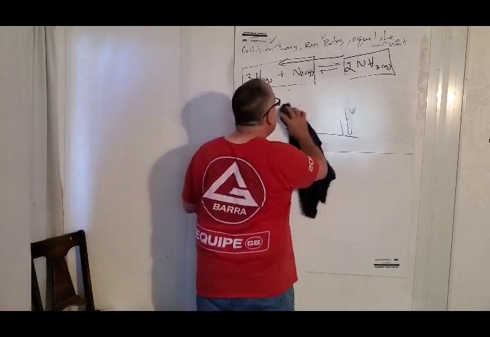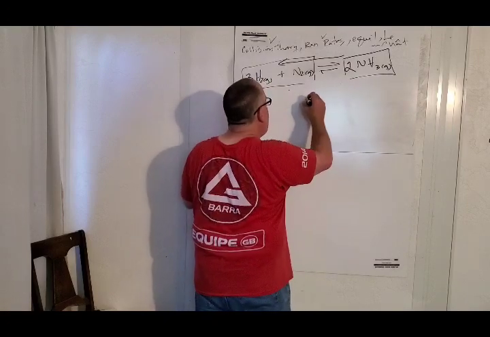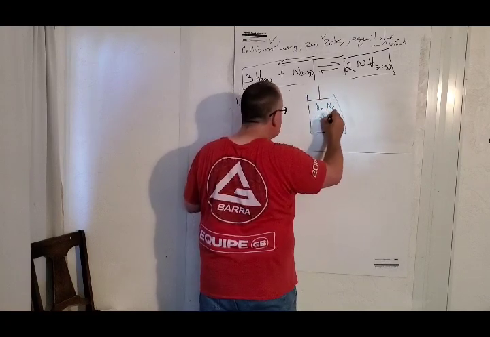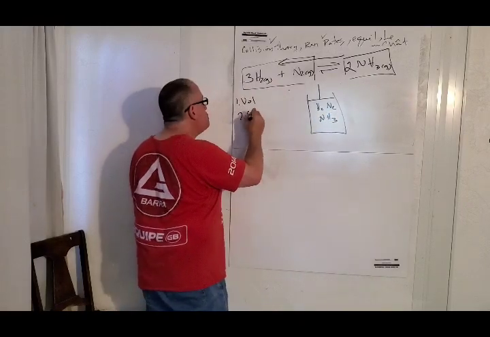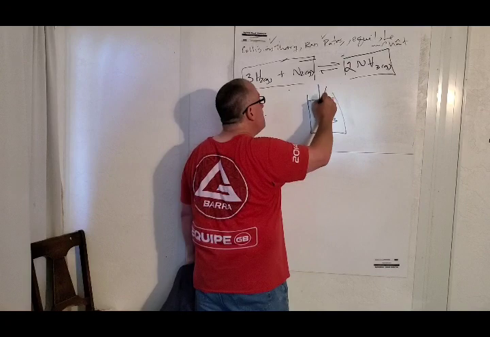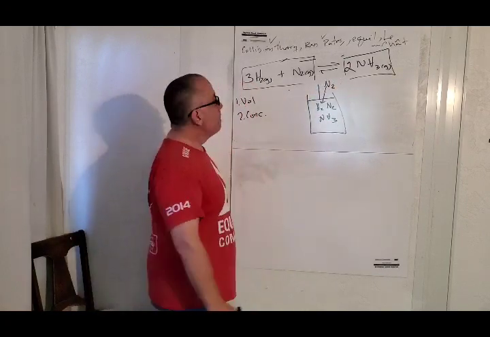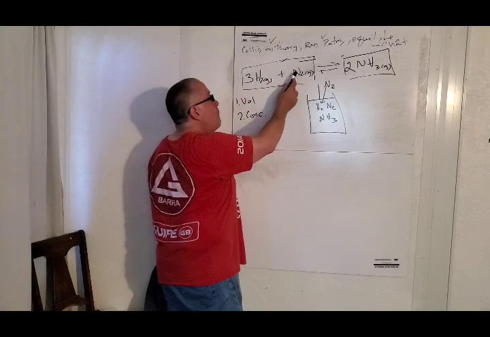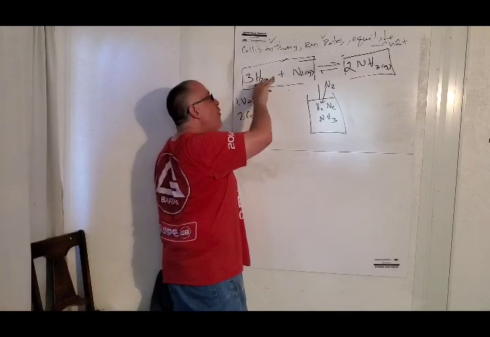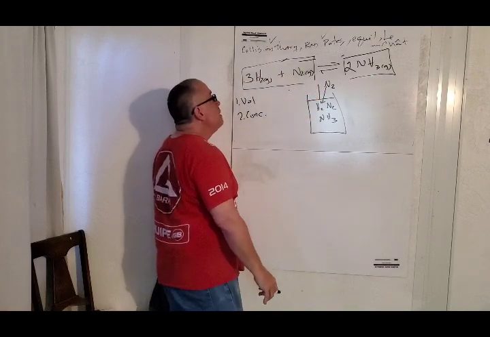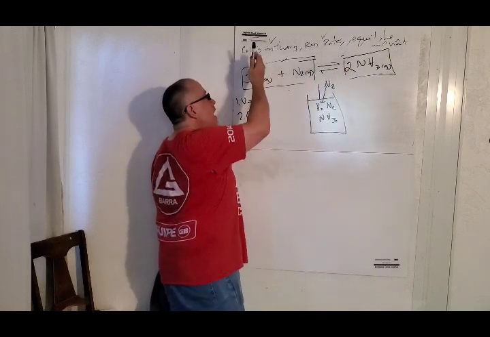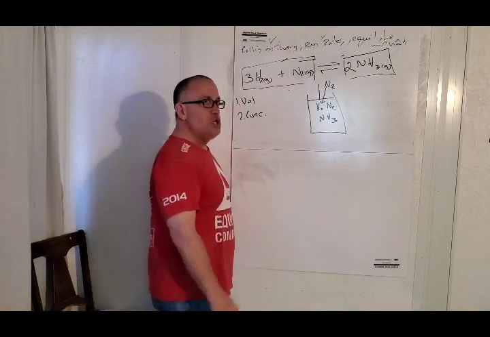Okay? Now, what if instead of changing the volume of my container, I change the concentration of something? Let's say I pump into the container more nitrogen. Won't more nitrogen mean you got more nitrogens colliding into the hydrogens? It will. So if you put in more nitrogen, it speeds up the forward reaction, meaning the equilibrium will shift from reactants towards the products to remove the extra nitrogen you put in there.